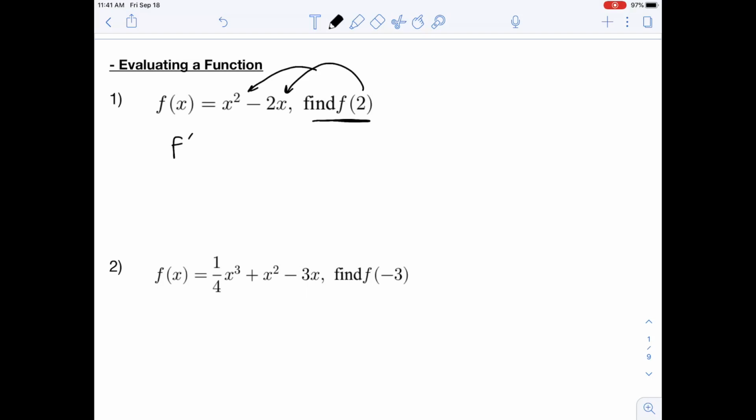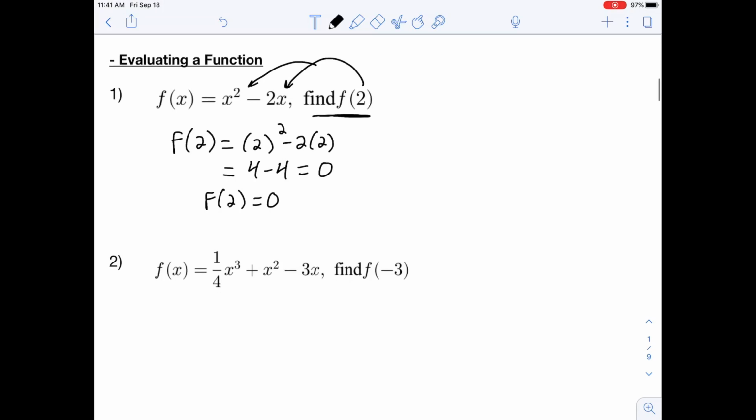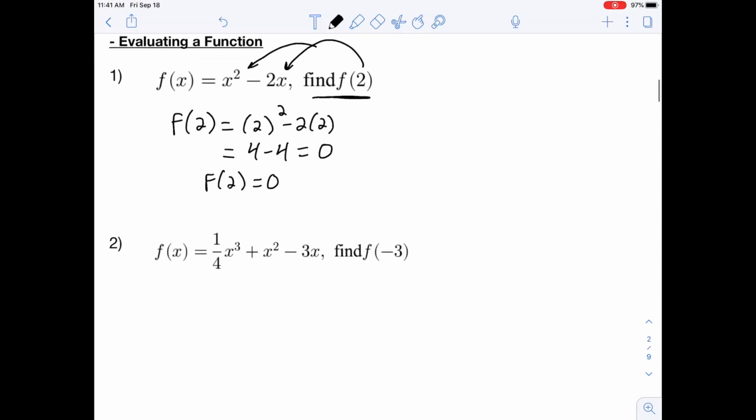So f of 2 is equal to 2 squared minus 2 times 2. So of course that 2 squared is 4, and then minus 4. So this value is 0. So f of 2 is equal to 0. All right, so let's take a look at the second one here.